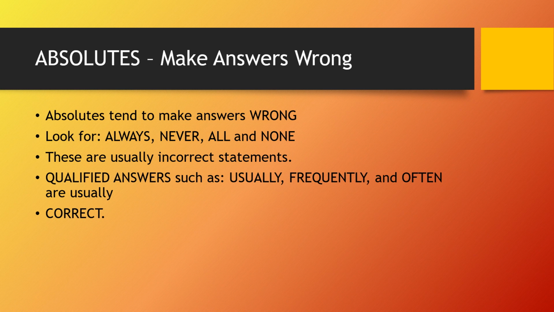Absolutes make answers wrong. There is no such thing as absolutes. There's no such thing as always, never, all, none, sometimes, frequently, often. There is no such thing because nothing is always, nothing is never, nothing is all, nothing is none, nothing is sometimes, nothing is frequent. So if you have an answer that has that in it, that is a distractor. Mark it off. That is not the correct answer. You shouldn't even be thinking that that's an answer.